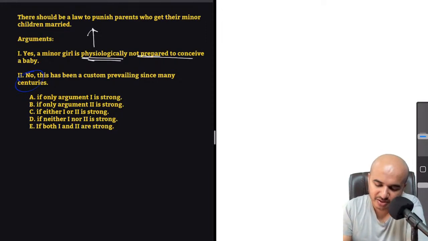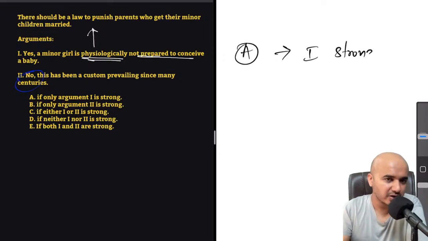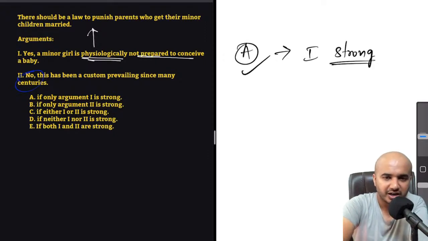So which option makes more sense? Obviously option A, wherein they say only argument 1 is strong. If only argument 1 is strong, which option should we select? Option A. So therefore we'll select option A. Next.